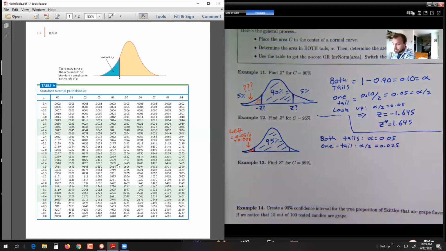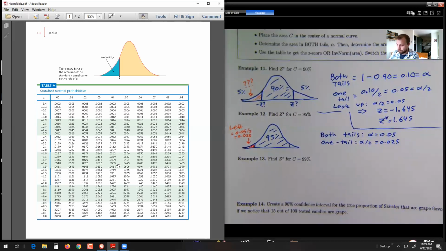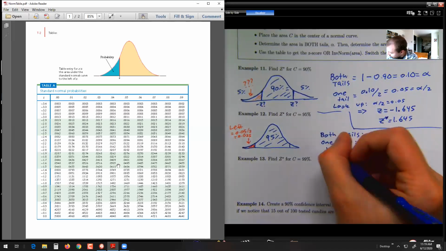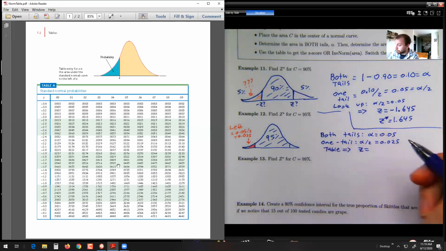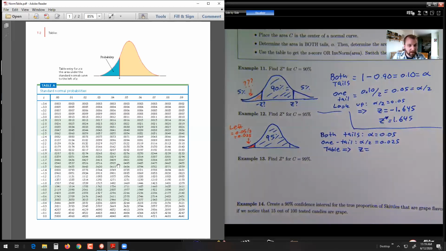To get the size of just one tail. And now I'm going to try to find this inside of the table to see what the z-score is if the inside area is 0.025. So I'm going to scroll along and see if I can get close to it. 0.0244, that's pretty close. Oh, 0.025. That looks like it's spot on, 0.025.